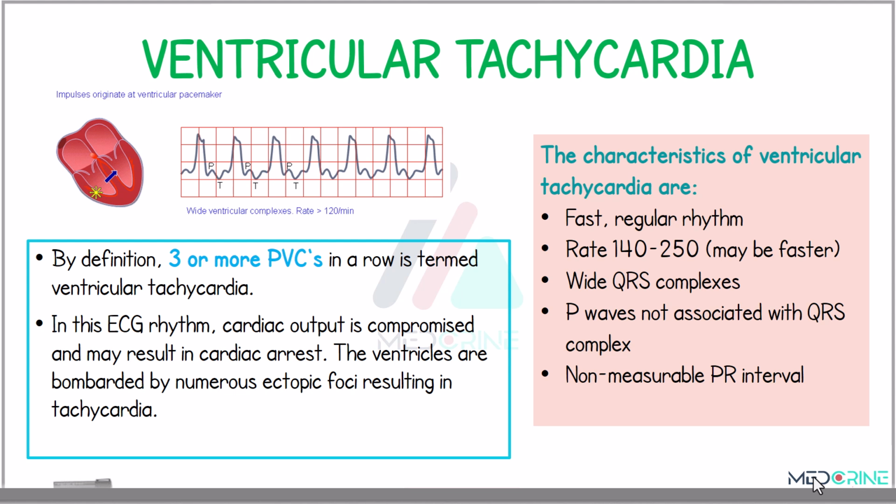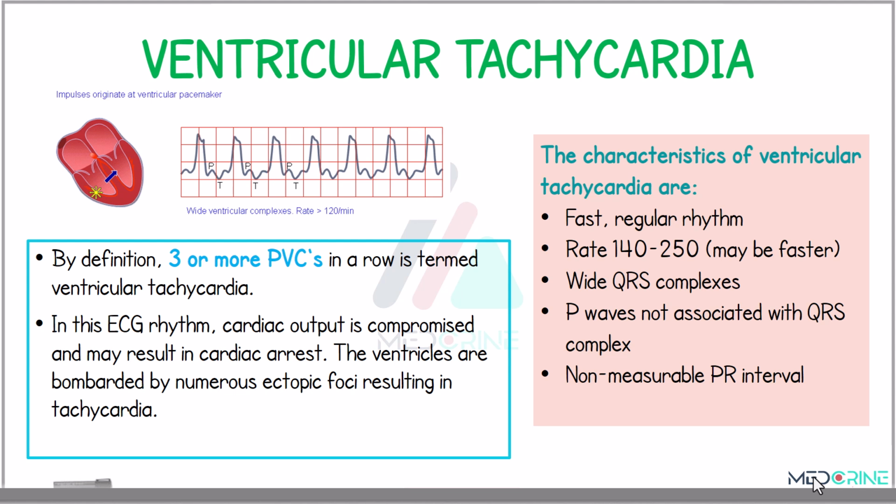In this ECG that we have shown up here, the cardiac output is compromised and may result in a cardiac arrest. The ventricles here have wide ventricular complexes with a rate of more than 120 beats per minute. This means that the ventricles are bombarded by numerous ectopic foci, which results in tachycardia.